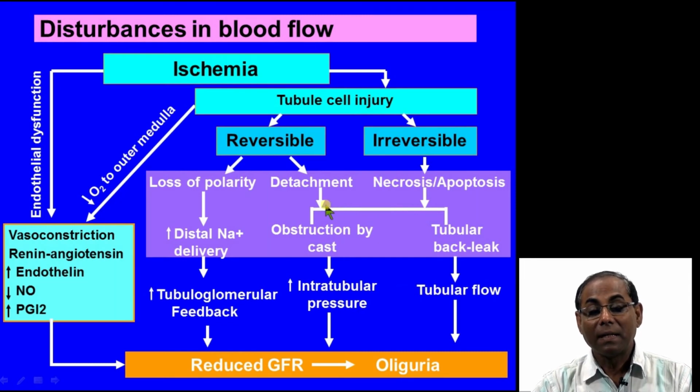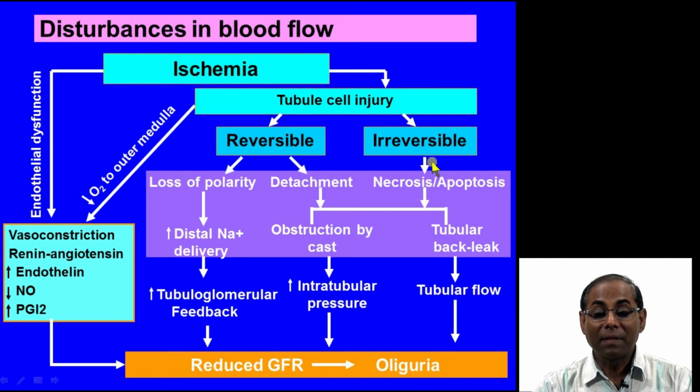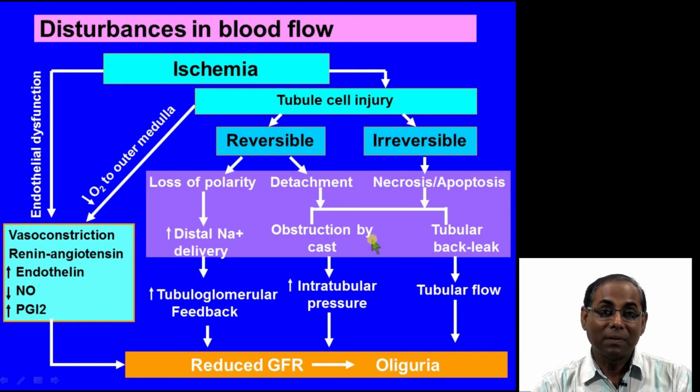Whereas, if the detachment of the tubular epithelial cells is more prominent, that is, more cells get detached, then the reversibility actually decreases. It goes from the reversible phase to the irreversible phase. In irreversible acute tubular necrosis, most of the cells undergo necrosis and apoptosis, and these settle in the lumen and form obstruction by forming cellular casts, and that causes an increase in intratubular pressure, and finally that causes a reduction in the glomerular filtration rate.